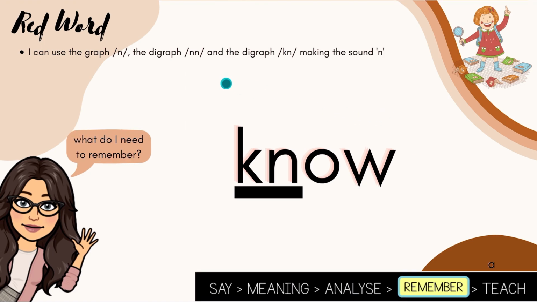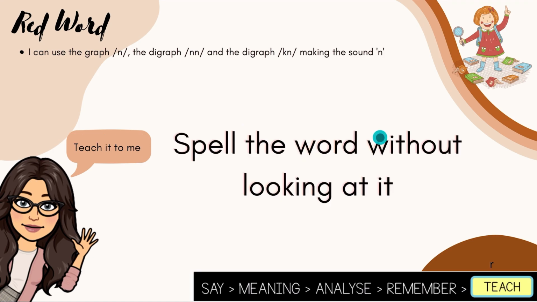What part of this word do you think you need to remember? Perhaps it is the digraph KN, which is making the N sound. And it may also be the digraph OW, which is making the O sound. Perhaps you may need to just remember that when you are using this word know, as in to say, I know something, that you do have the K and the W at the end. All right, have a turn at spelling the word know without looking at it.